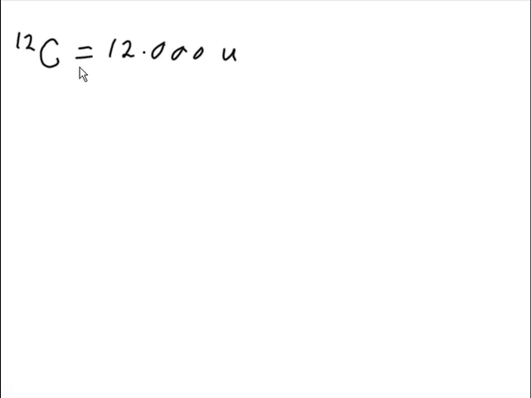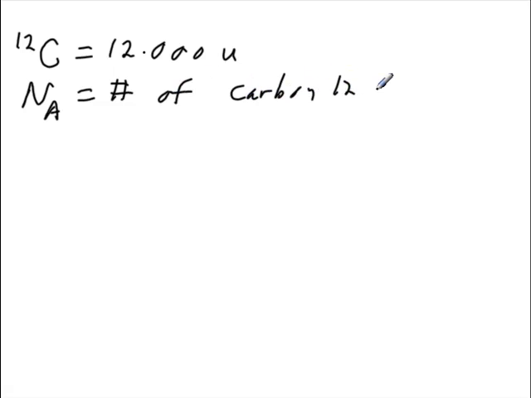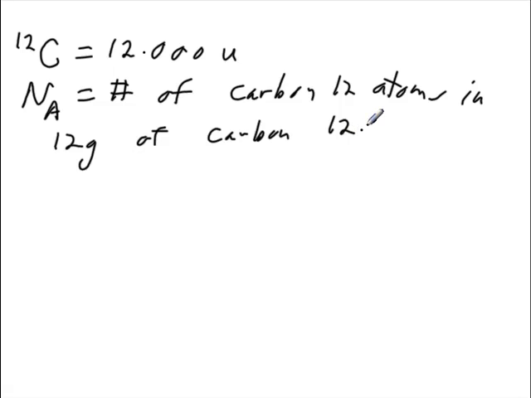So we say that Na is equal to the number of carbon-12 atoms in 12 grams of carbon-12. Experimentally, that number turns out to be 6.022 times 10 to the 23.